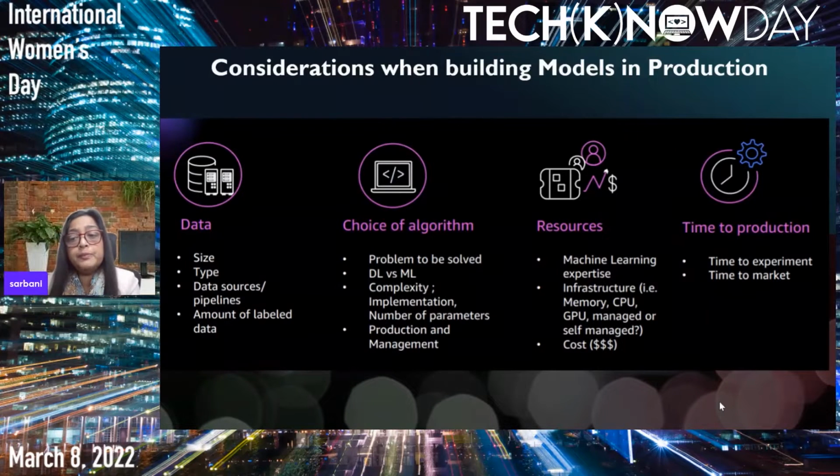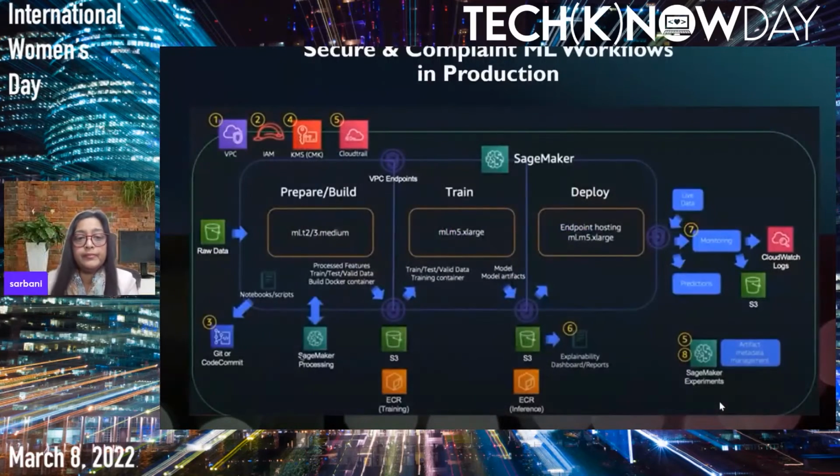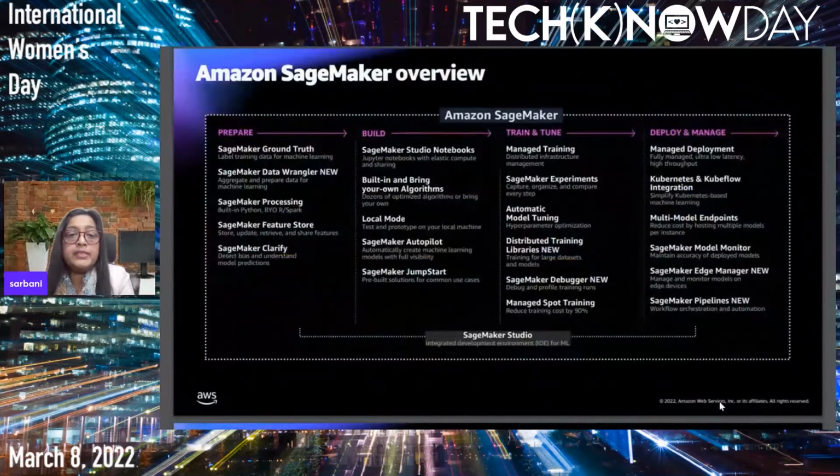Then time to production. When a model is started in the experimental phases, the final value will be achieved when it goes to the market. Time to market must be reduced in order to increase the ROI. Amazon SageMaker is a purpose-built machine learning system which is offering a broad variety of capabilities.